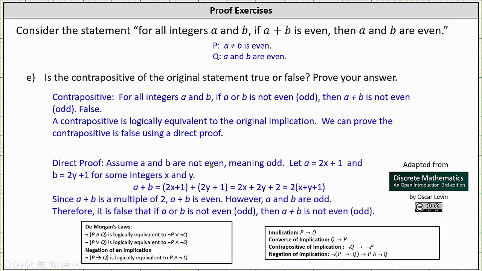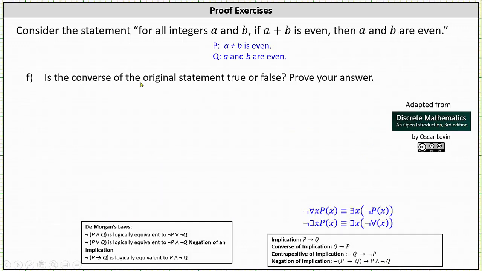Assume a and b are not even, meaning odd. Let a equal 2x plus 1 and b equal 2y plus 1 for some integers x and y. a plus b is equal to 2x plus 1 plus 2y plus 1, which we can write as 2 times the quantity x plus y plus 1. Since a plus b is a multiple of 2, a plus b is even, however, a and b are odd. Therefore, it is false that if a or b is not even, then a plus b is not even.